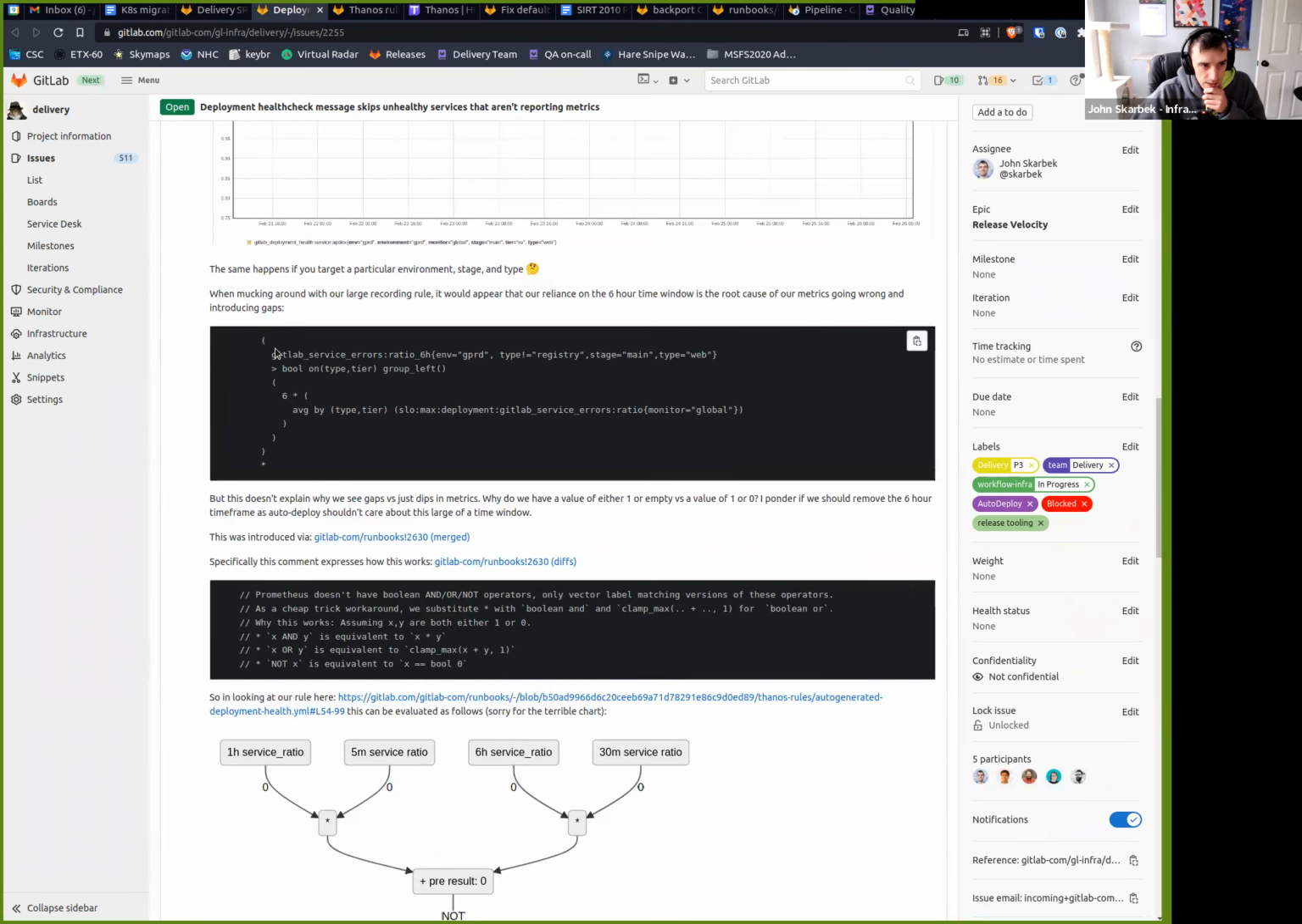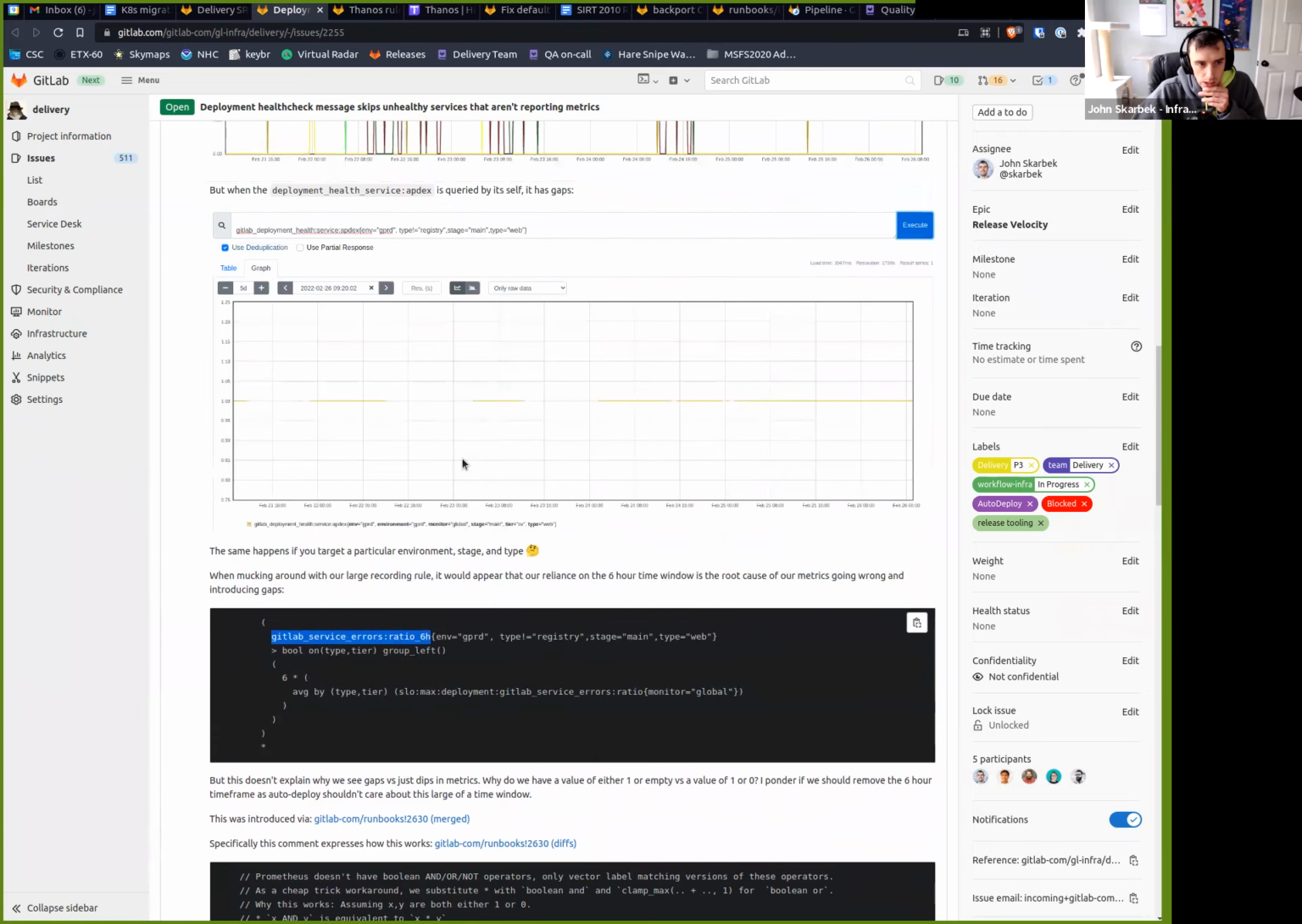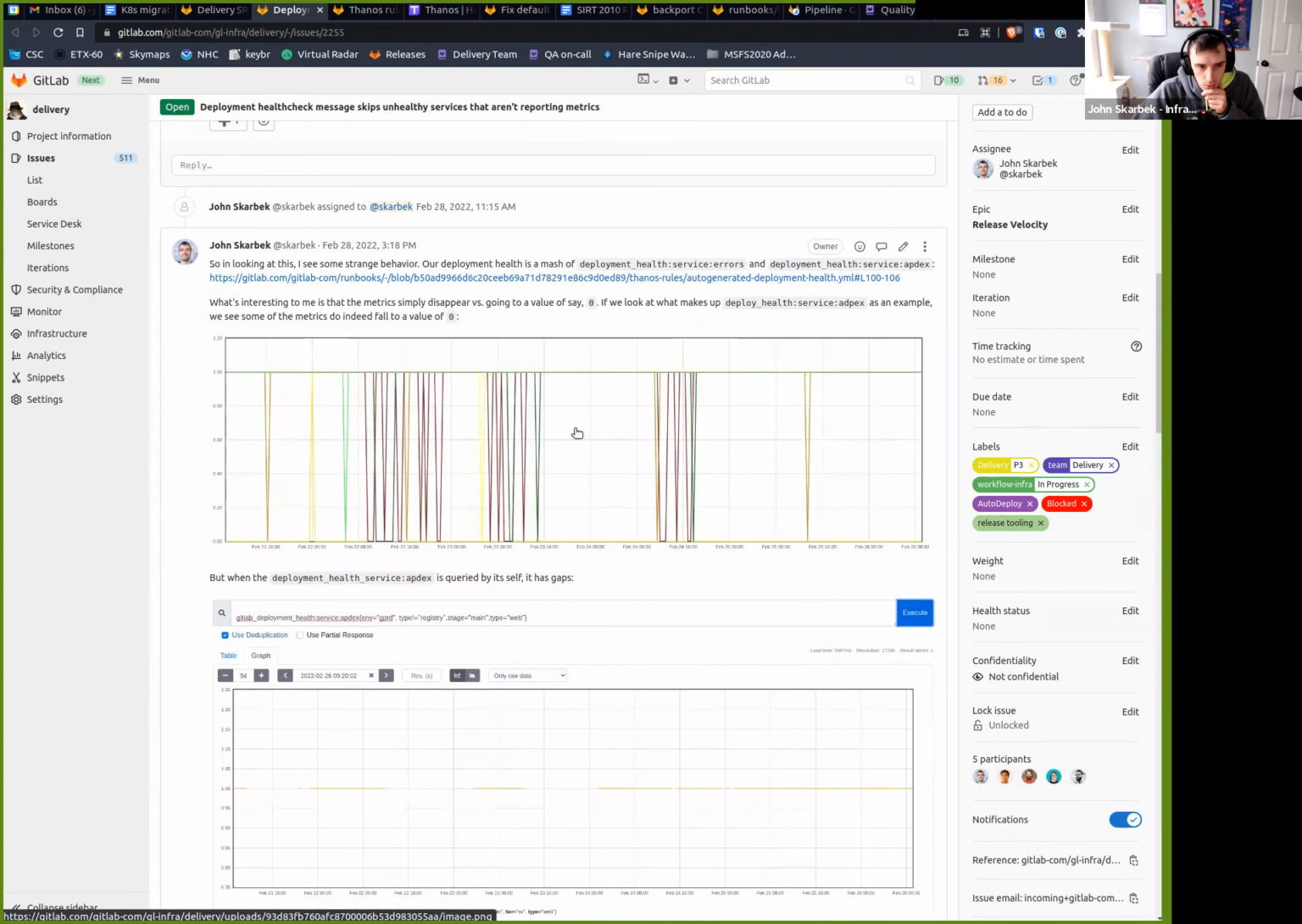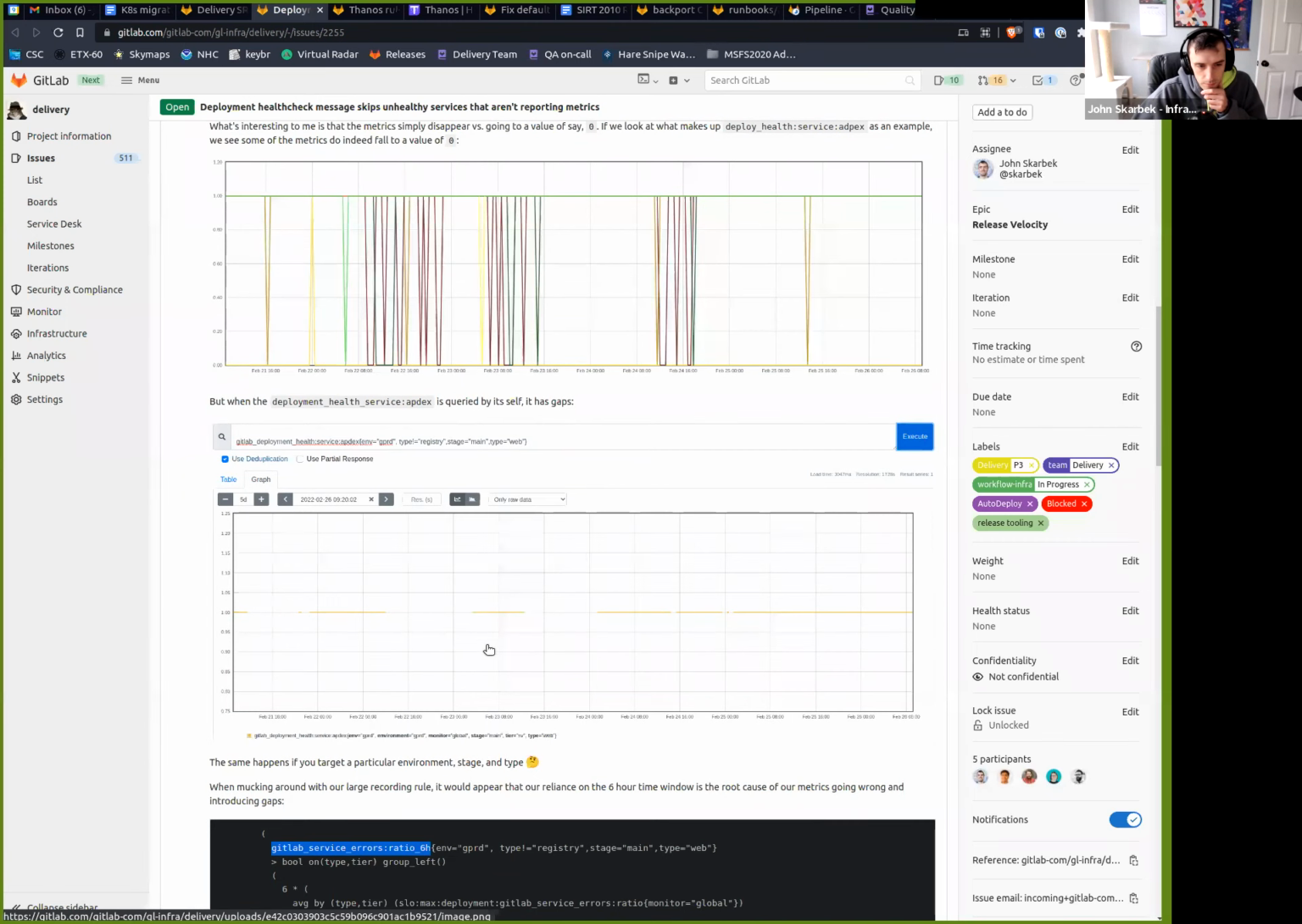The problem is that these metrics, so GitLab service errors with the ratio of 6 hours and 1 hour, are quite holey for some reason. There's no metric showing up. If we decompose what those metrics consist of, we do see them dip for various services. They do occasionally dip to a value of 0 and back up to 1. So the fact that we get missing metrics is a little problematic.